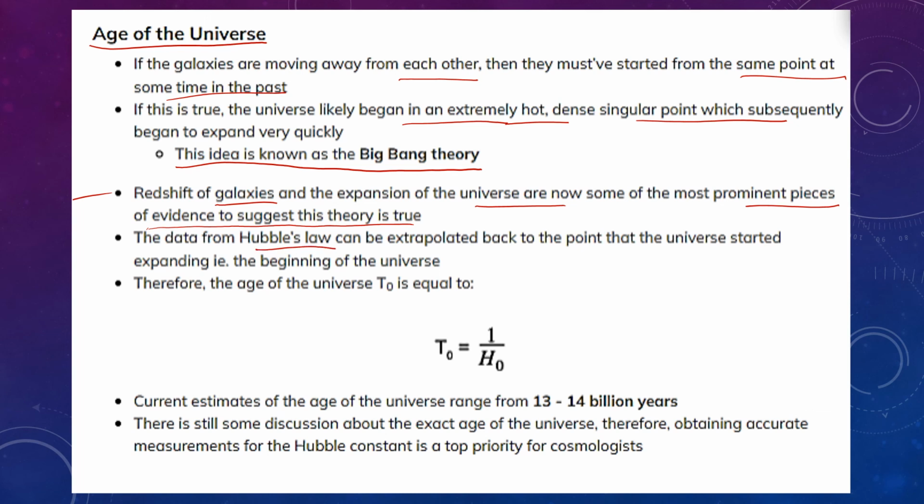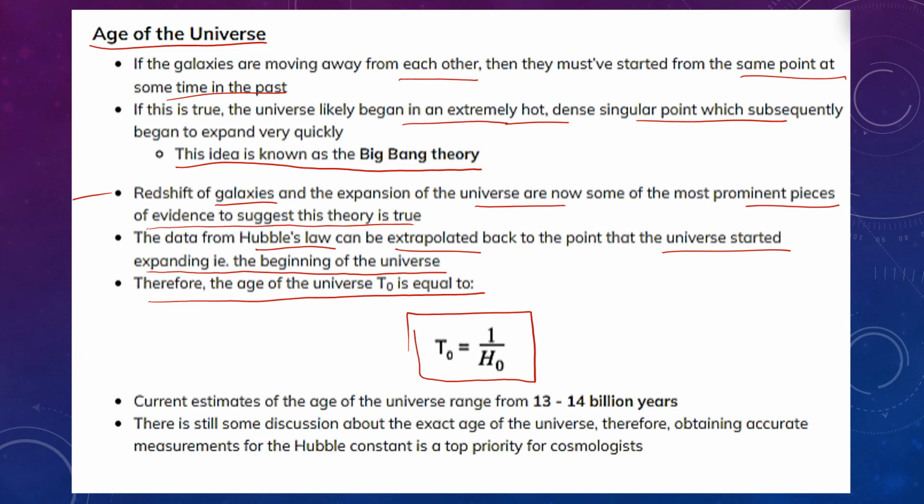The data from Hubble's law can be extrapolated back to the point where the universe started, like the origin, which shows the beginning of the universe. Therefore, the age of the universe can be calculated like this. T naught is 1 over Hubble's constant. This is a fixed equation which you just have to memorize. Like T naught is 1 over H naught. So H naught is Hubble's constant, which is known. So the current approximated age is 13 to 14 billion years for this universe.